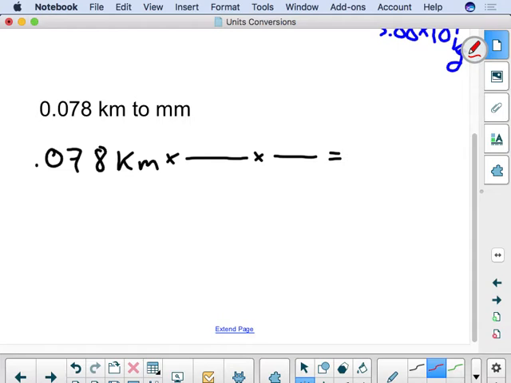What am I going to put as my first conversion? 1,000 meters over 1 kilometer. Again, I'm getting rid of kilometers here. Okay, what's my next conversion I'm going to put in there? 1,000 centimeters over 1 meter. Oh, 1,000 millimeters over 1 meter.